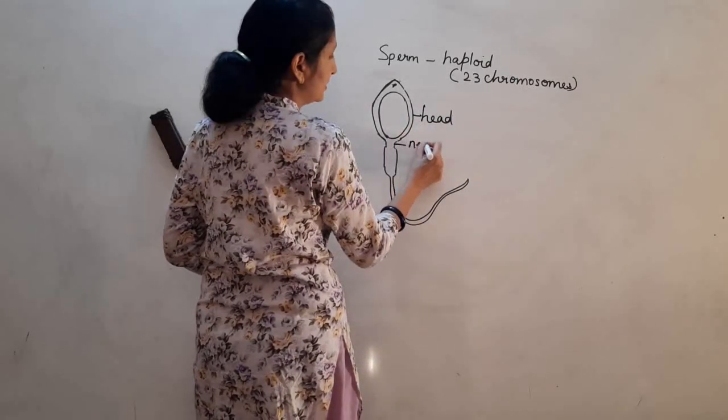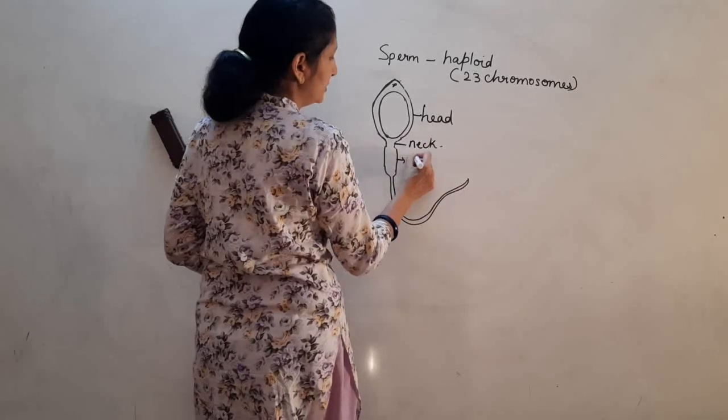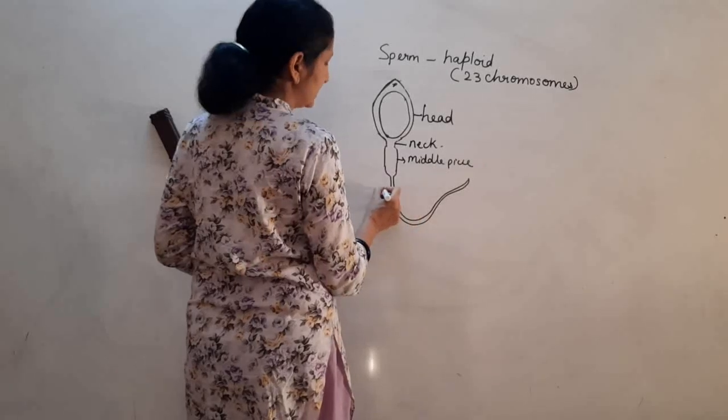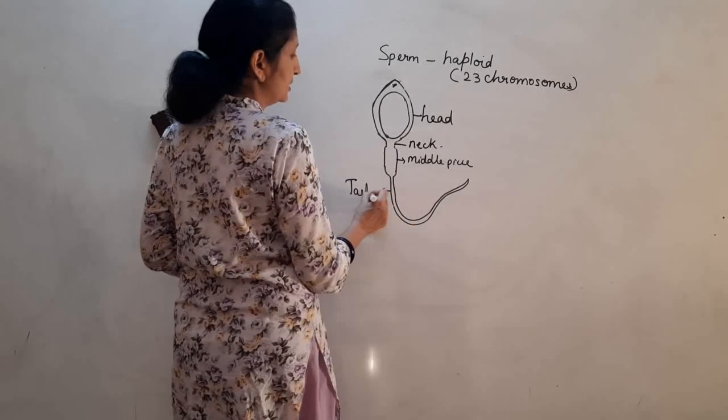This is neck. Middle piece, and this is the tail of the moving sperm.